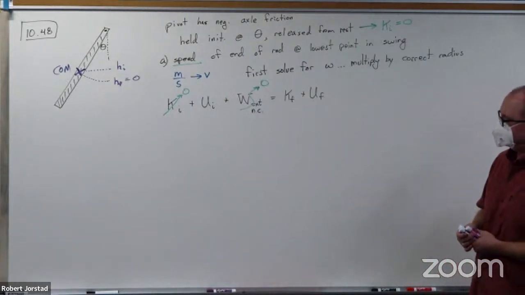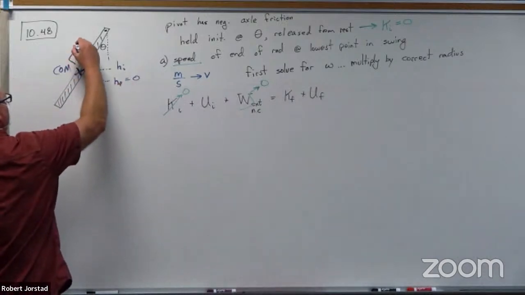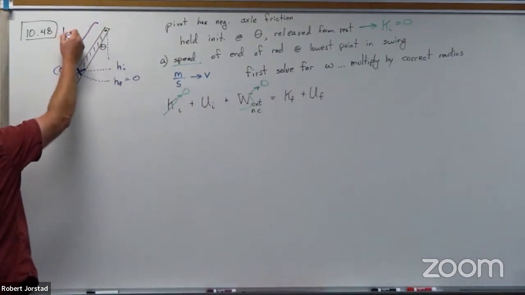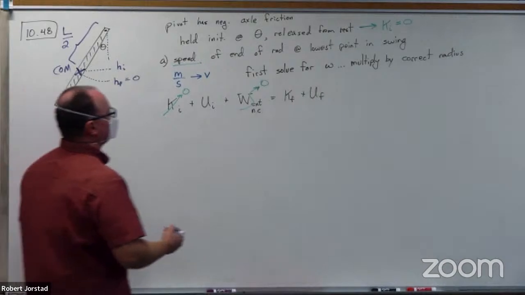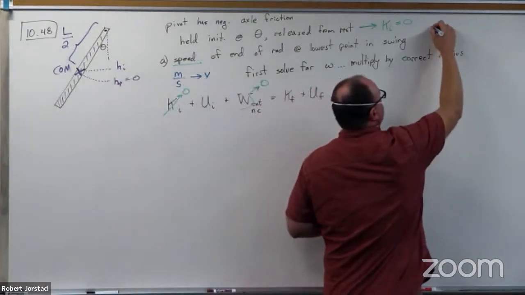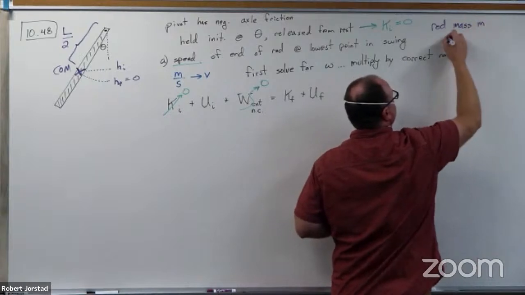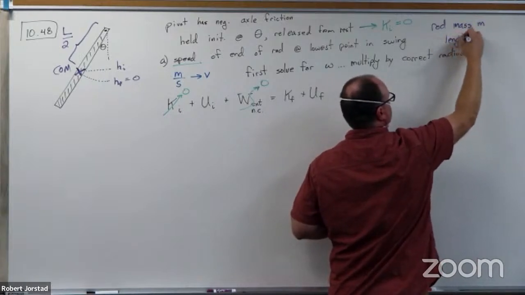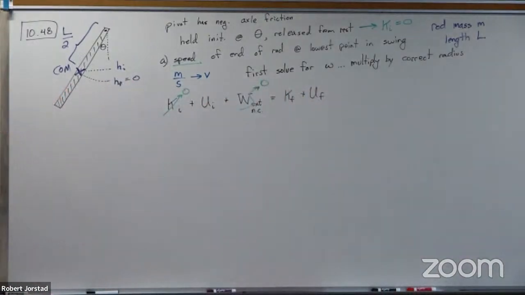Okay. What's height initial going to be? We know the radius to the center of mass is L over 2. Agreed? Did I say the length of the rod was L? Yeah, okay. So let me write this here. The rod has mass M and length L, just because that was written in the problem statement. Sorry, I'm just getting organized. That's why I knew this was distance L over 2.